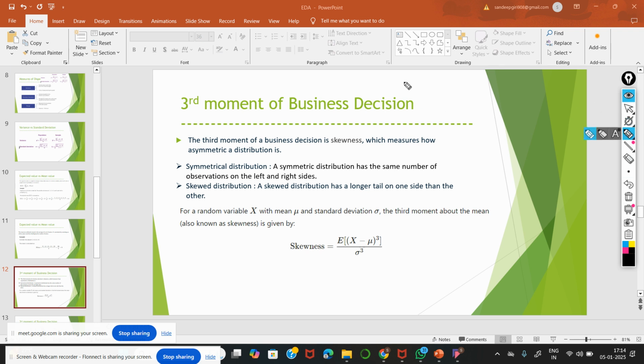Anyway, so we are going to jump into the third moment of business decision. Third moment. Remember, third moment tells you about asymmetricity. What is asymmetricity? Symmetric. Symmetry is nothing but, suppose this is your mirror. See, this is your mirror. You are standing right in front of the mirror.